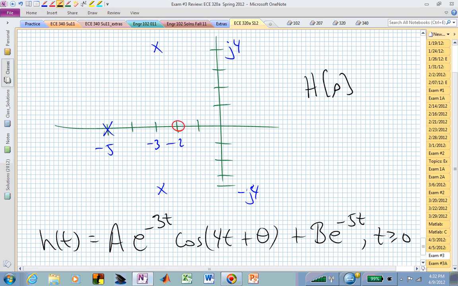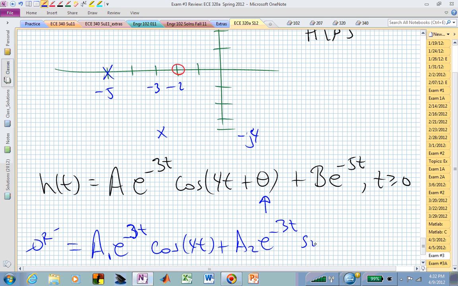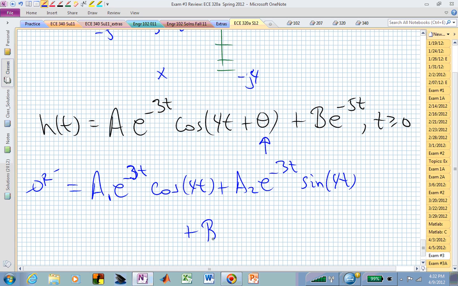If somebody said, oh, it really needs to have 3 terms, well, it sort of has 3 terms implicitly because that angle is there. But if somebody wants to write it another way, they could say, a1 e to the minus 3t cosine of 4t plus a2 e to the minus 3t sine of 4t plus a b e to the minus 5t, t greater than or equal to 0. And that would also be correct.